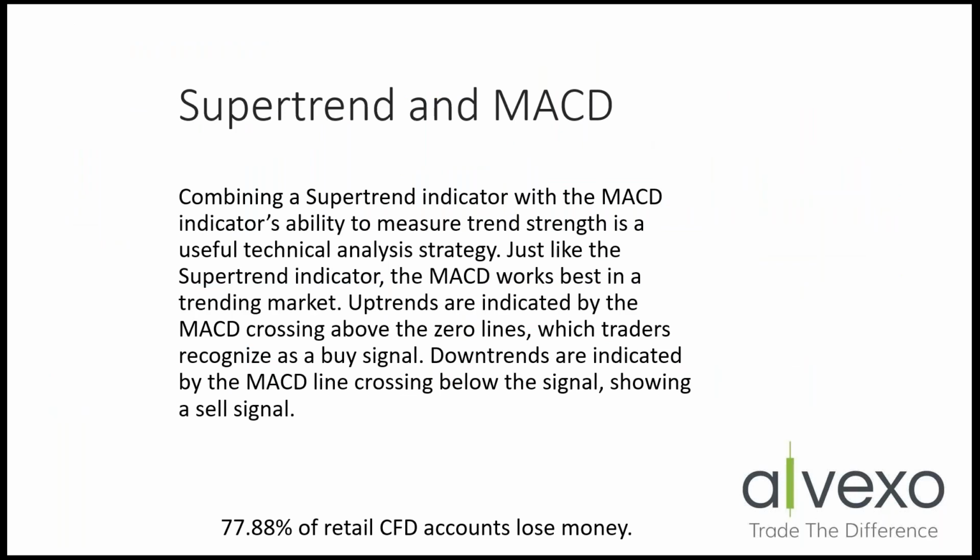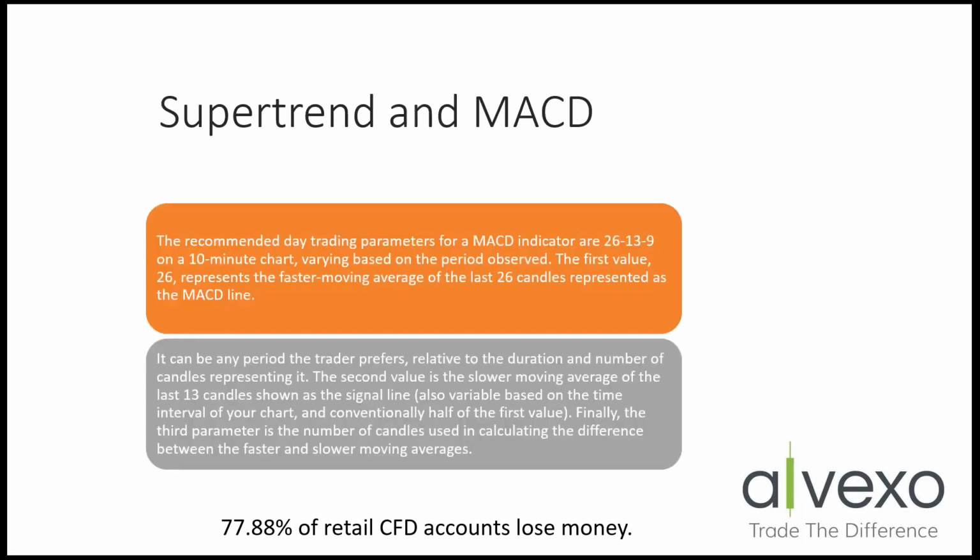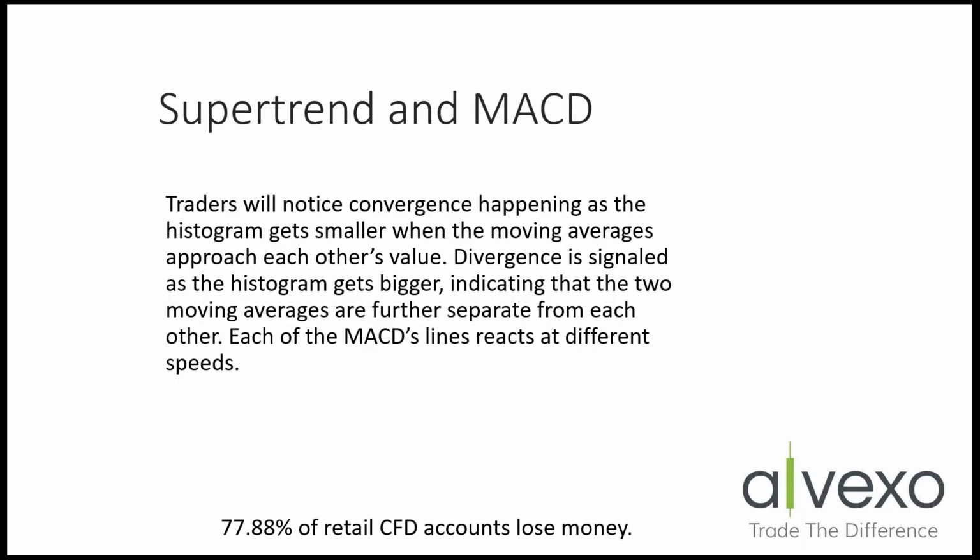for building a strategy. Just like the SuperTrend indicator, the MACD works best in trending markets. Uptrends are also indicated by the MACD crossing above the 0 line, which traders recognize as a buy signal. Downtrends are indicated by MACD crossing below the 0 line. The recommended day trading parameters for a MACD indicator is 26, 13, and 9 on a 10-minute chart, varying based on periods observed. It can be any period the traders prefer, relative to the duration and number of candles it represents.